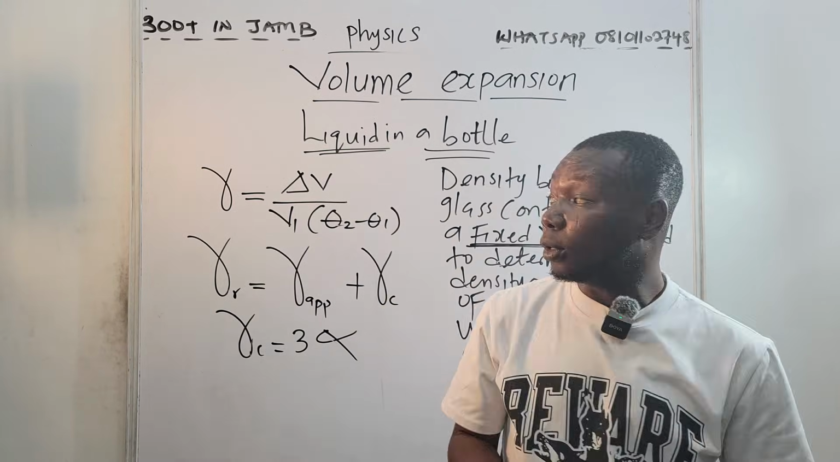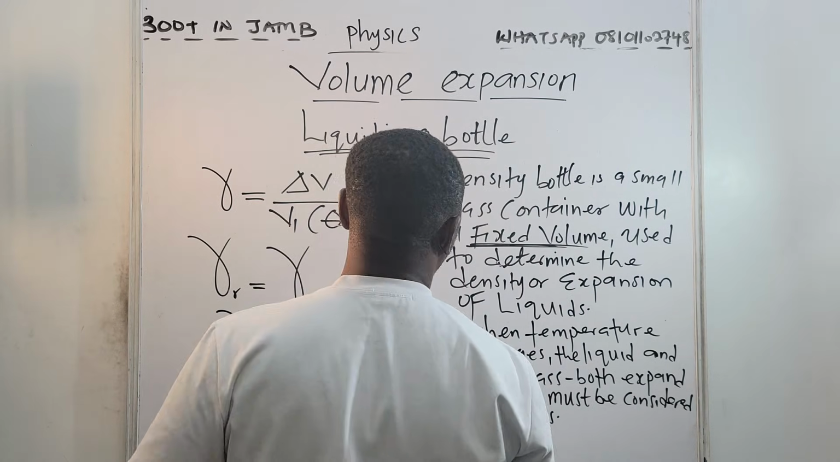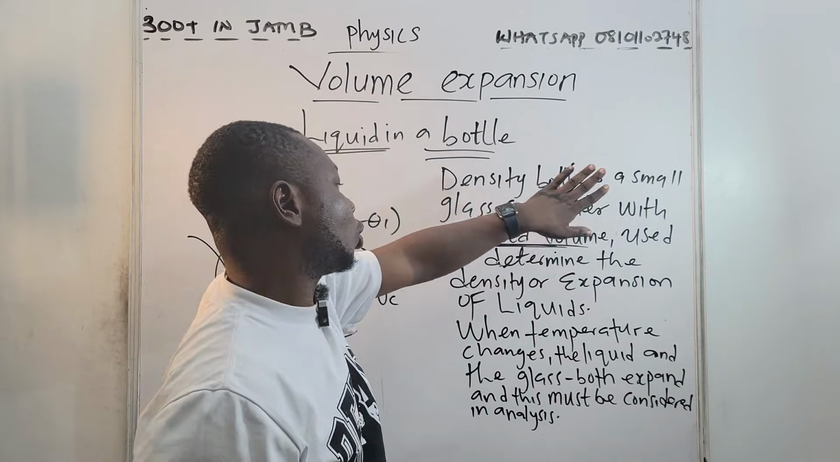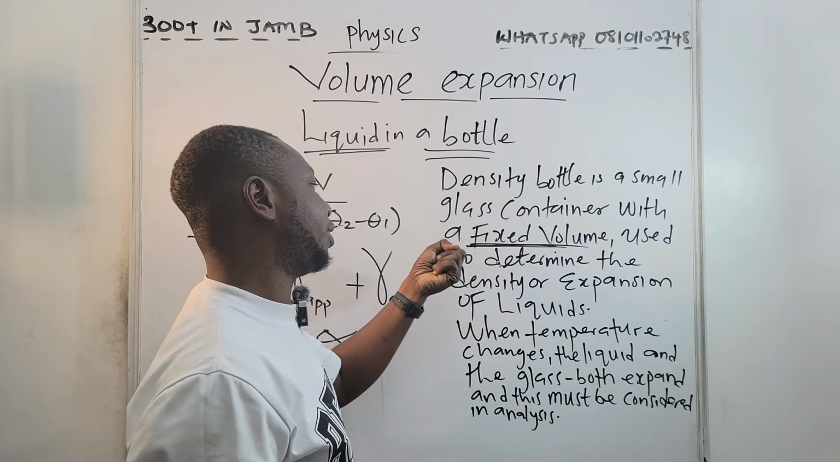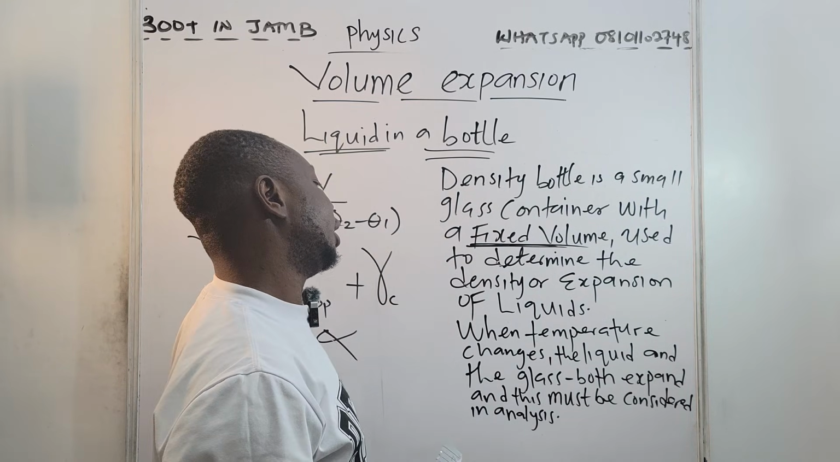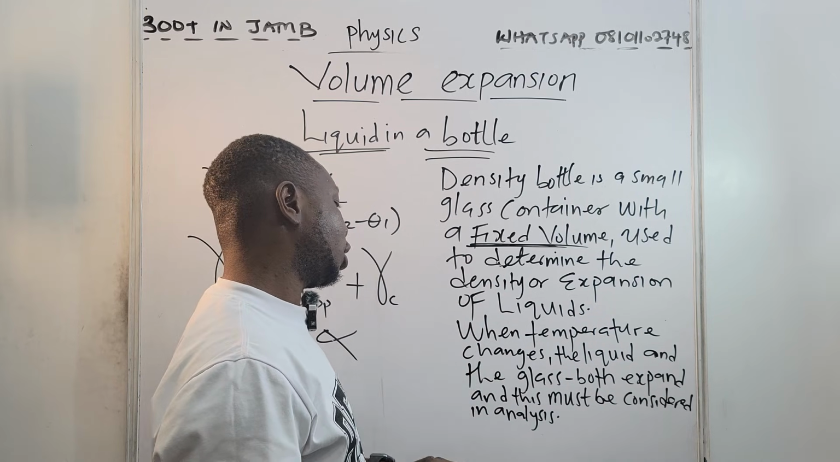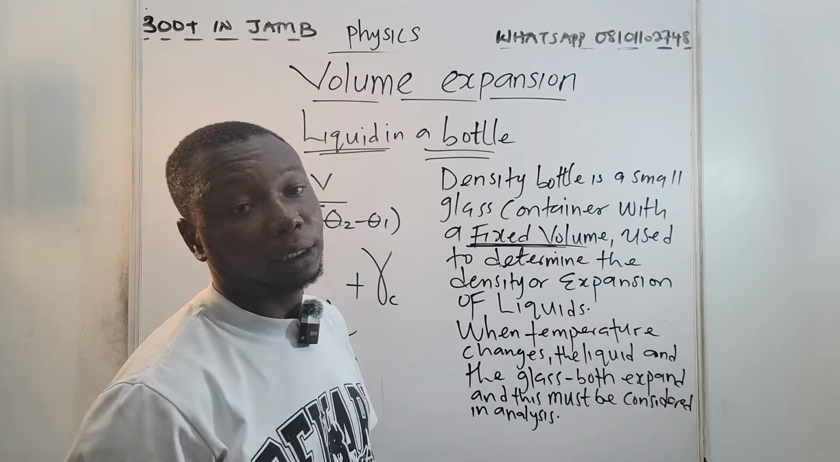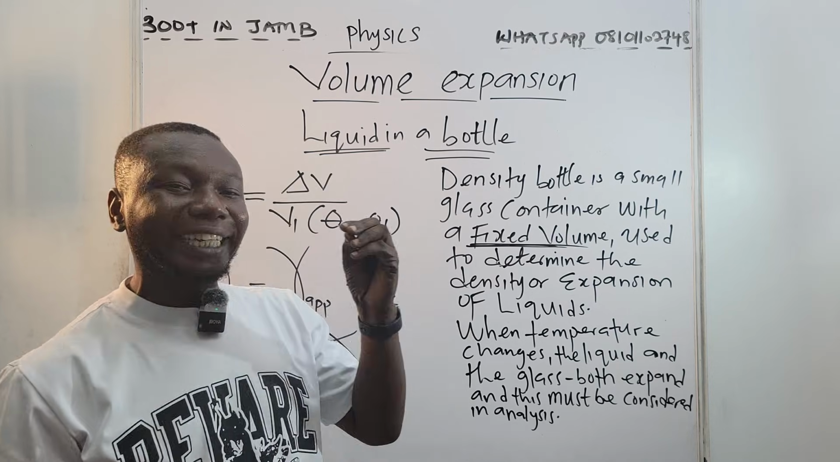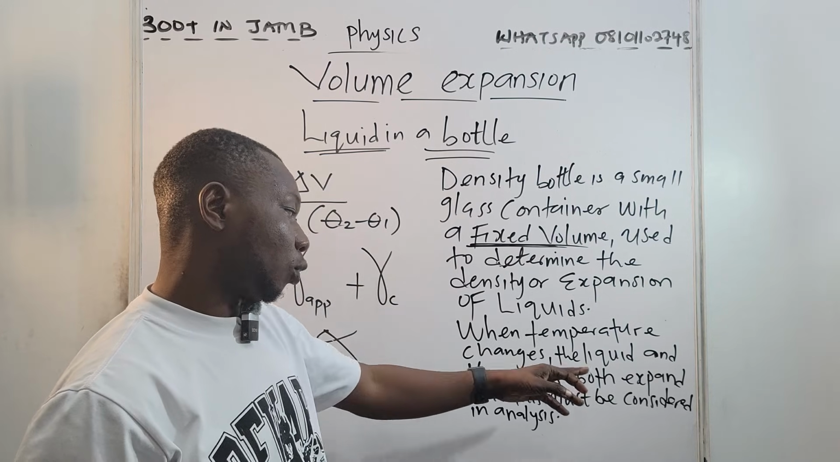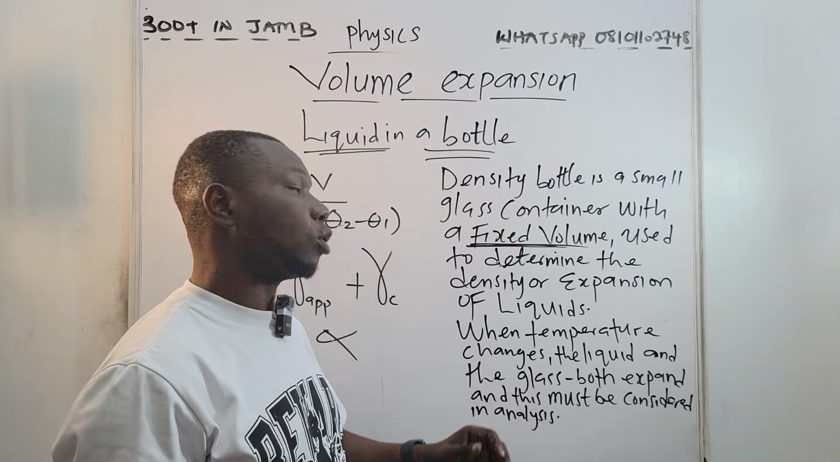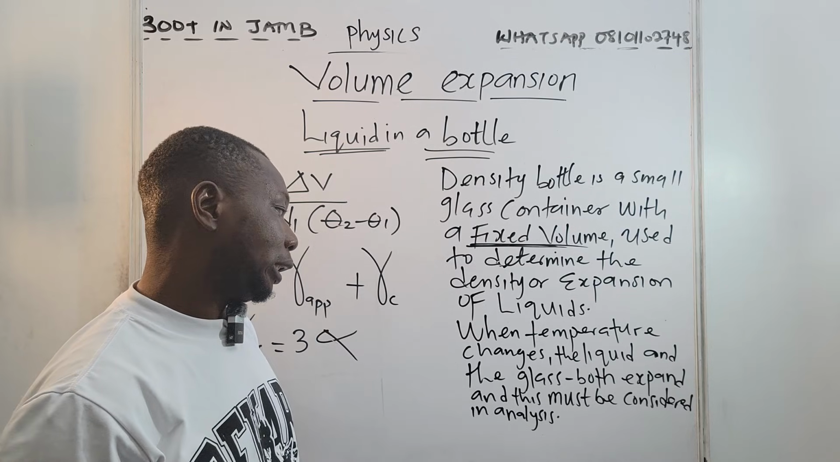Okay, so we know that. Let's take some parameters. So let's come again. The density bottle is a small glass container with a fixed volume used to determine the density or expansion of liquid. When temperature changes, the liquid and the glass both expand. So we are more interested in the expansion of the liquid and the container.